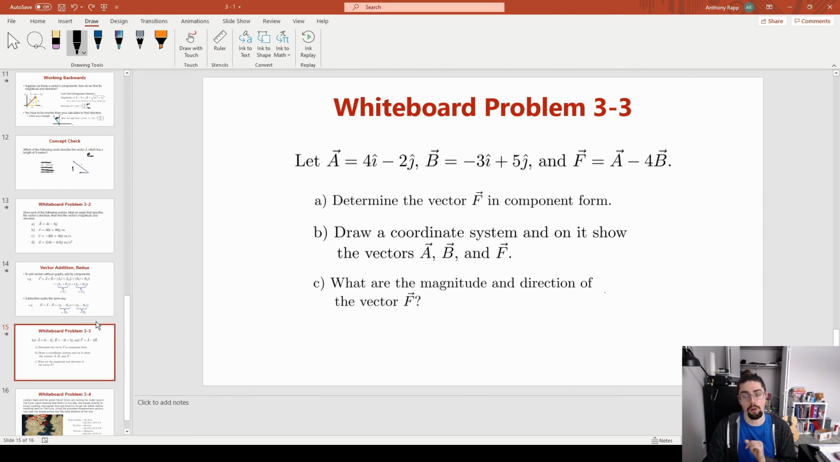Find the vector in component form. Draw out all three vectors. Find the magnitude and direction of vector f. Take the next 5 or so minutes to do this one, and then we will look at it all together.